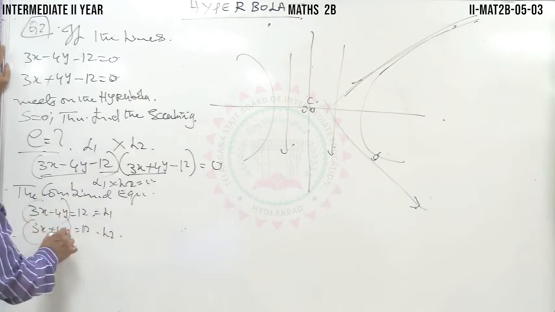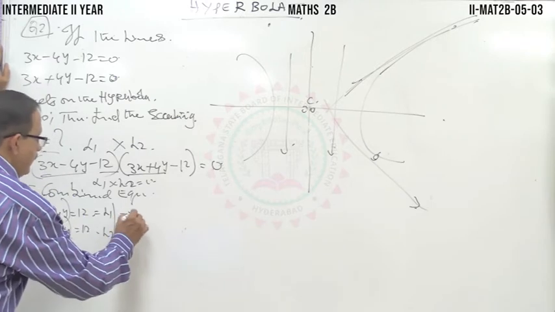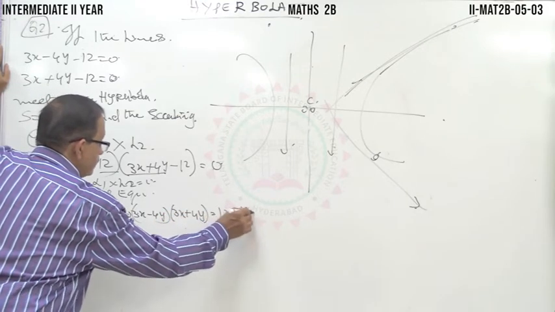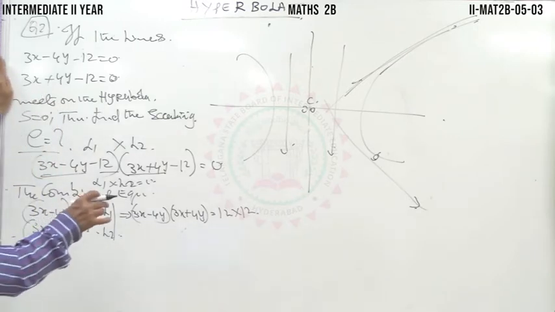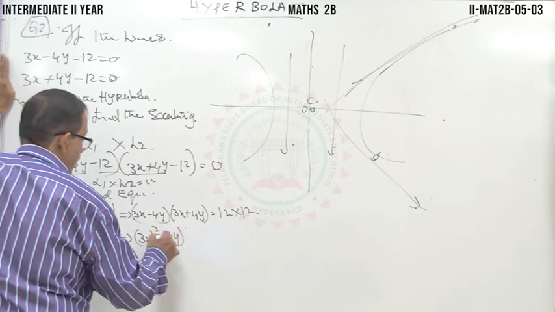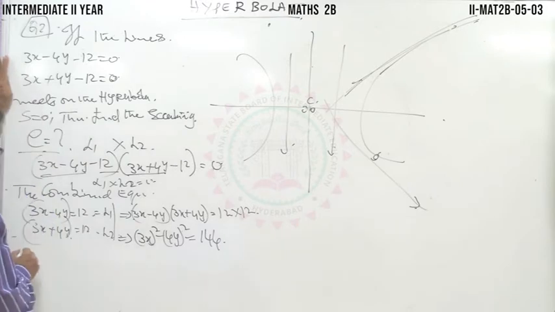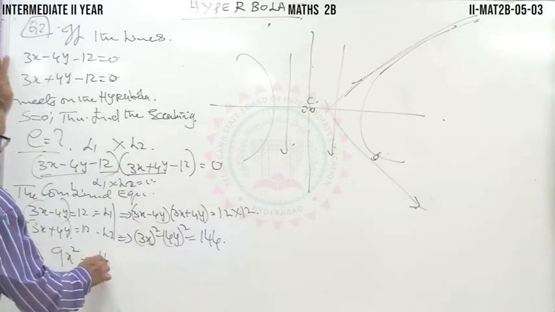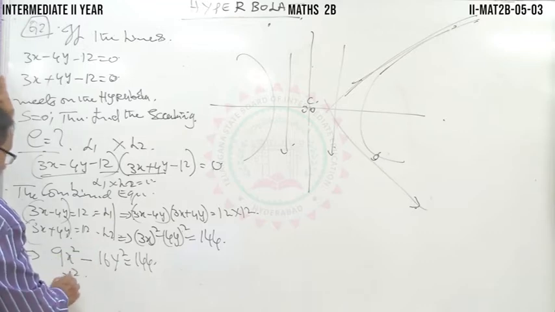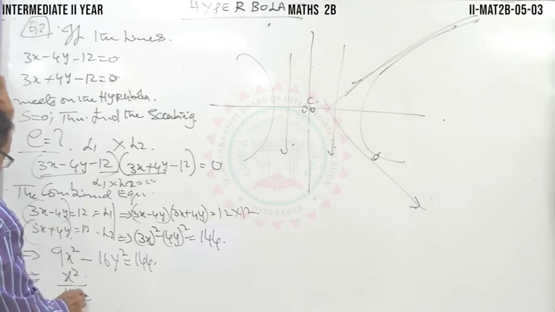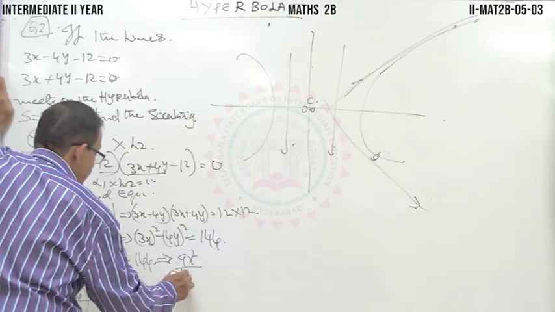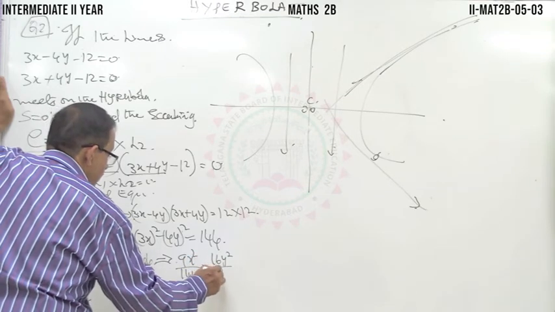When you multiply the left hand side, the right hand side is also multiplied. So we get 3x minus 4y into 3x plus 4y equals 12 into 12. When we multiply a minus b into a plus b, we all know it is a square minus b square. So 3x whole square minus 4y whole square is equal to 144, that gives 9x square minus 16y square is 144. Reducing this equation into standard form, we divide by 144: 9x square by 144 minus 16y square by 144 is equal to 1.